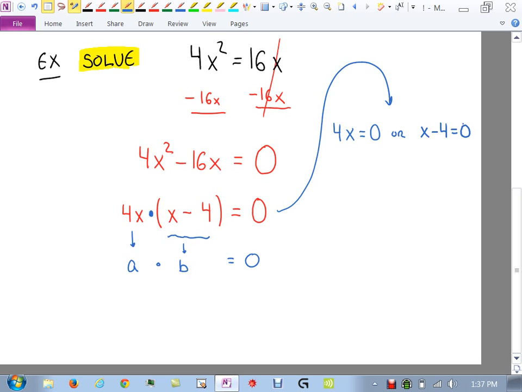Now, what about 4x equals 0? Didn't we do that on the problem just above this? And we said that x was 0 there. So this just brings us to the conclusion that x must be 0. And now on this one, how can I get x by itself here? Add 4 to both sides. So x is 4.